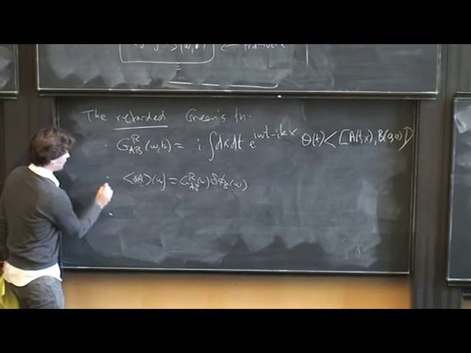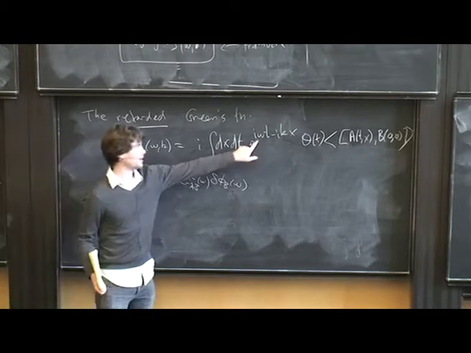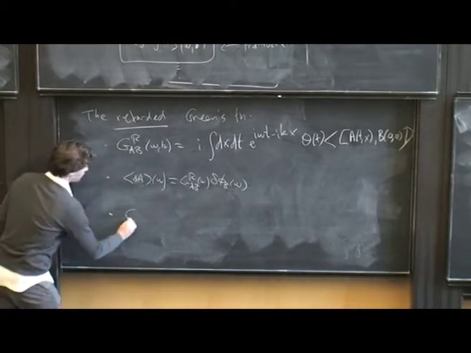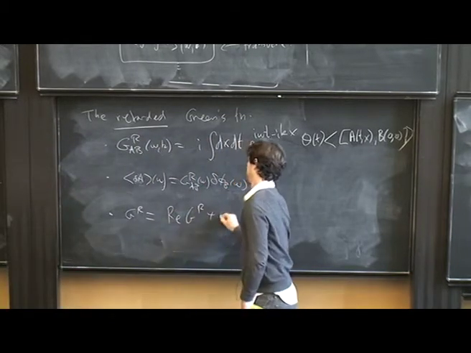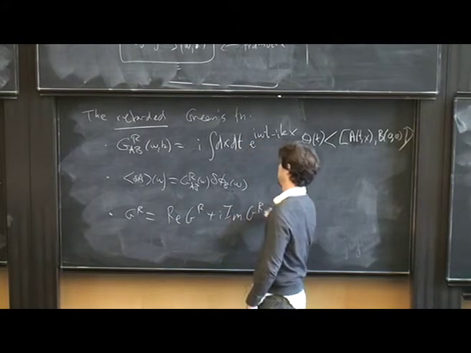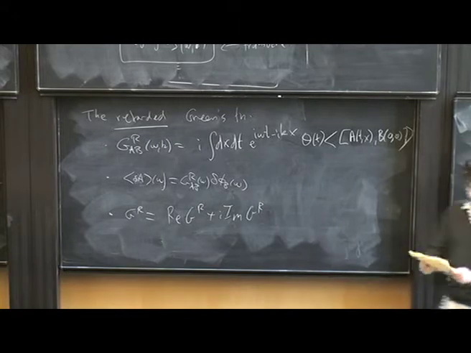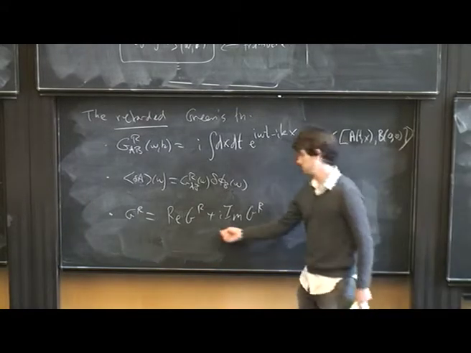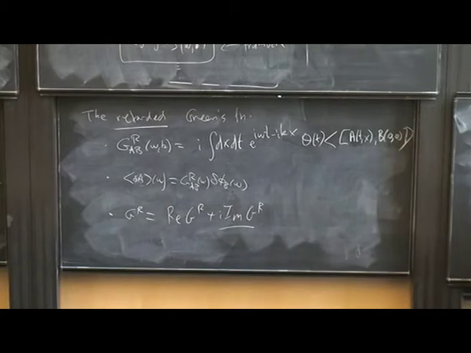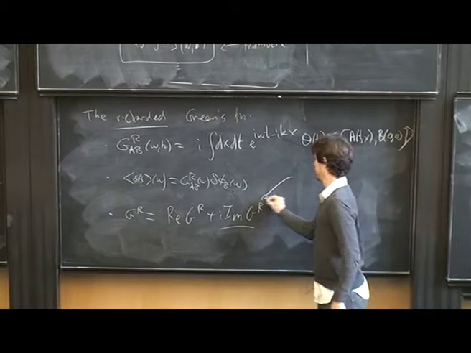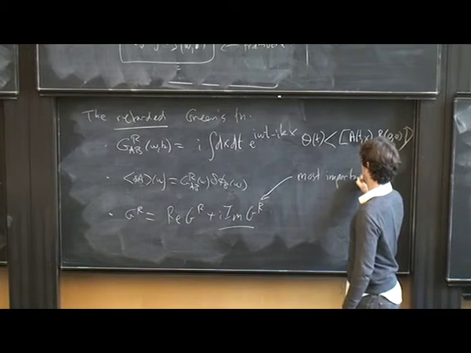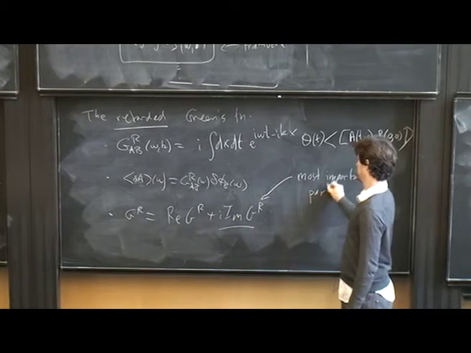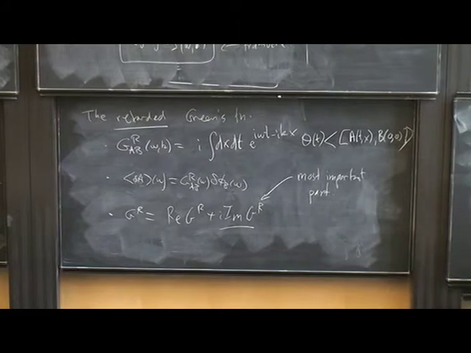Now, because the retarded Green's function is a Fourier transform, it has i's, so it's important to know that the retarded Green's function has a real part and an imaginary part. And it turns out that the imaginary part is the more fundamental quantity. Okay, so let's see about that. It's the most important bit.